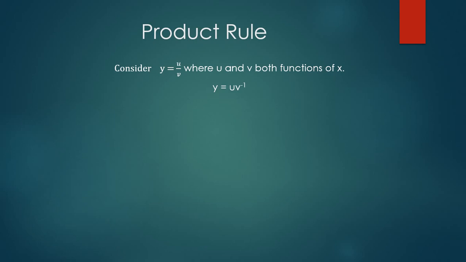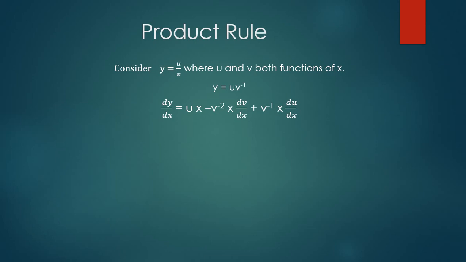So we want to find dy by dx, so we are going to apply the product rule. Now remember that the product rule says the first times the derivative of the second. So it will be u times the derivative of v to the negative 1. So we multiply by the power, we subtract 1. So that's minus v to the minus 2.